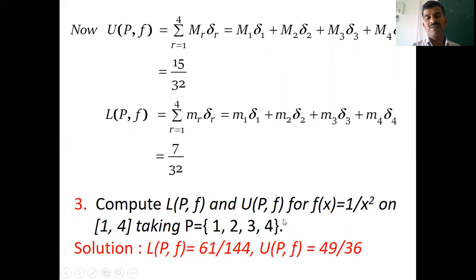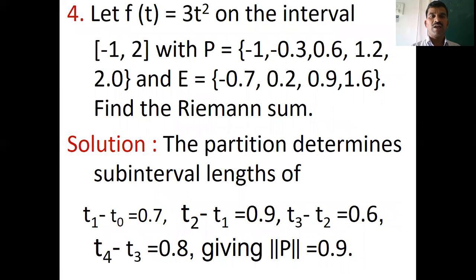Similarly, we can follow the same procedure in the third problem. We can find the lower sum and upper sum for the function 1 by x square, by taking the partition 1, 2, 3, 4 in the interval [1, 4]. Then another problem: f of t. Only the notation is different, and instead of x square we have t square on the interval [-1, 2] with the partition given. We evaluate the supremums and infimums, and then we can compute the Riemann sums.